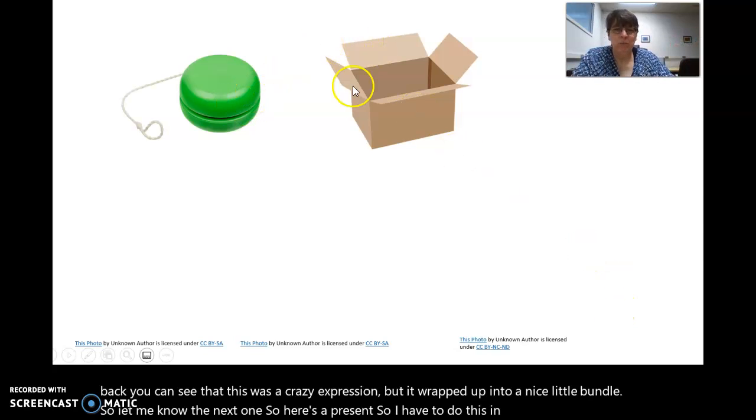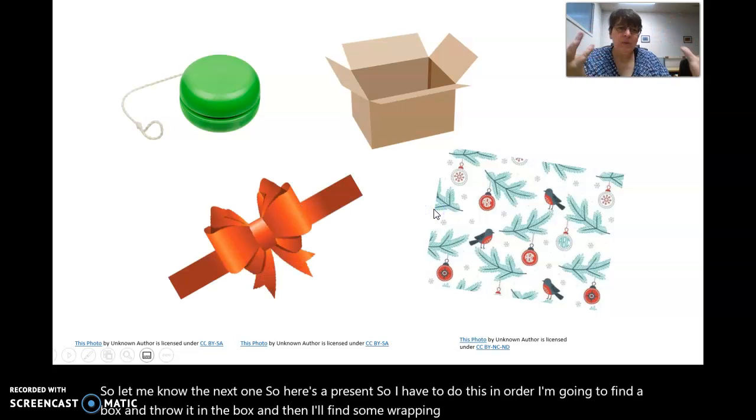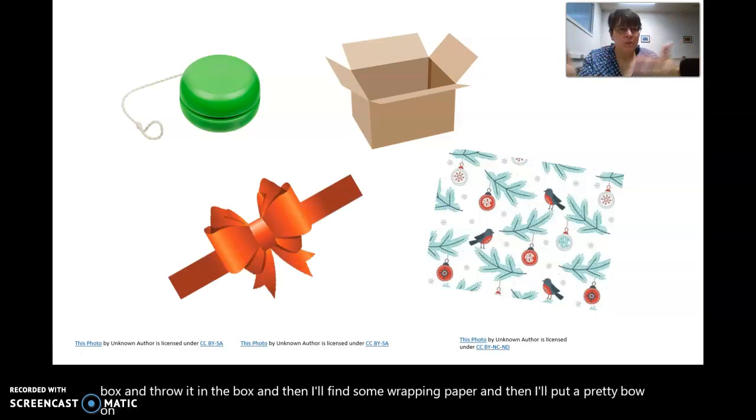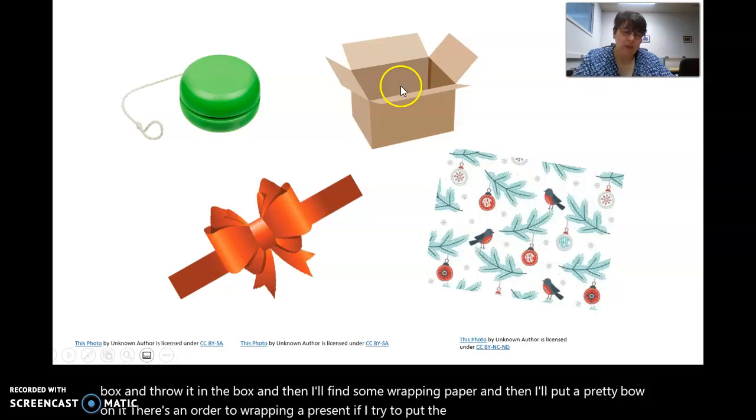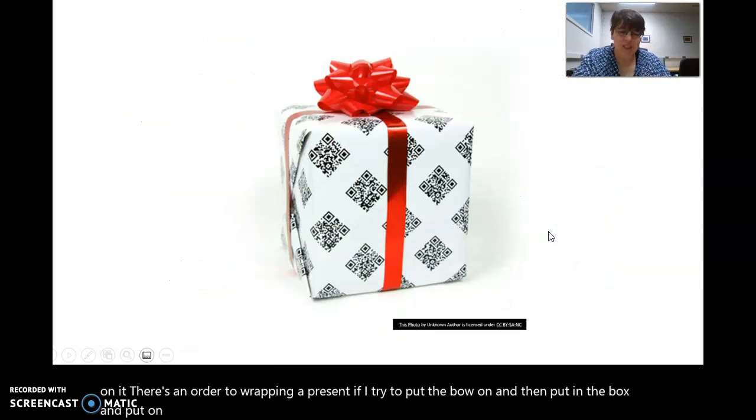So I have to do this in order. I'm going to find a box and throw it in a box, and then I'll find some wrapping paper, and then I'll put a pretty bow on it. There's an order to wrapping a present. If I try to put the bow on and then put it in the box, it doesn't look quite as nice, and it's not such a neat little package, is it?